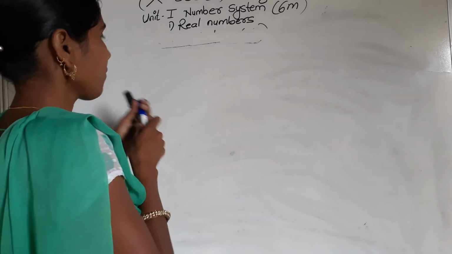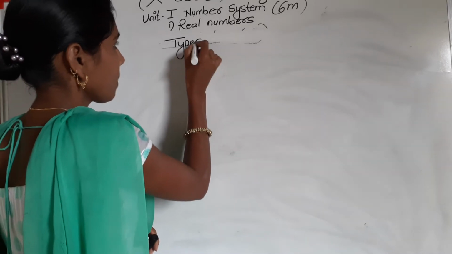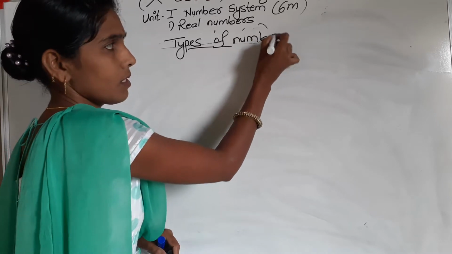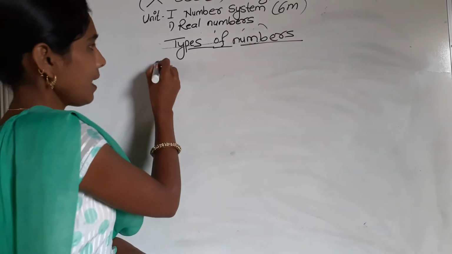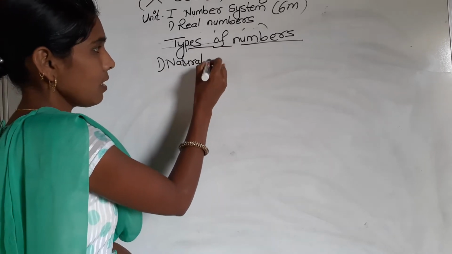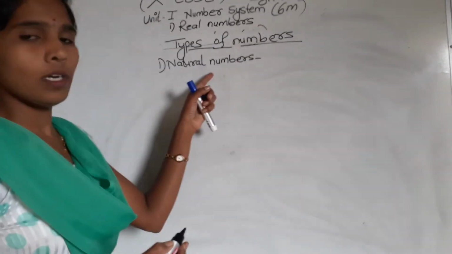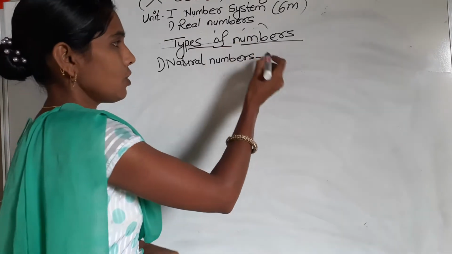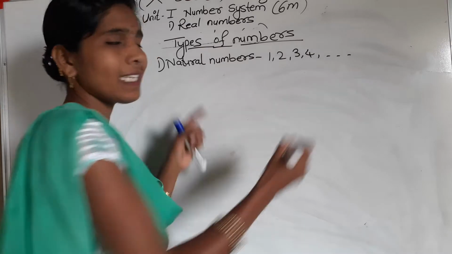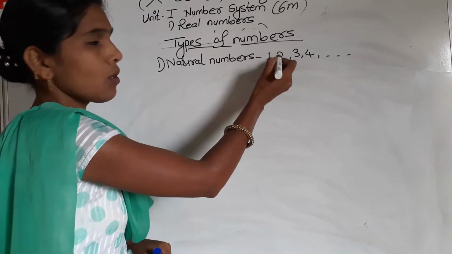Types of numbers. In that, first one is natural numbers. Natural numbers are also called counting numbers. Natural numbers start from 1, 2, 3, 4 and so on. These are natural numbers. Smallest natural number is 1.